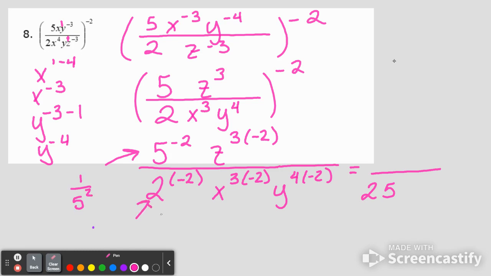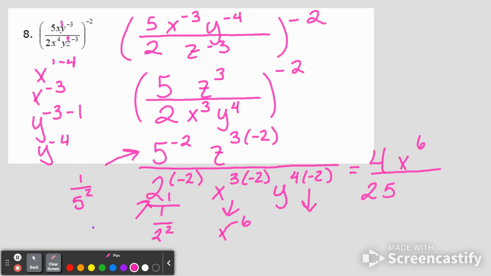Same thing here. This is like 1 over 2 squared. So that's going to be 4, but it is in the denominator. Okay, so it's going to have to switch all the way back to the numerator. All right, when I multiply this x to the 3 times -2, I get x to the -6. That is unhappy, so he's going to move upstairs.